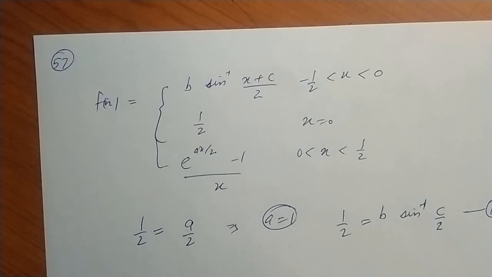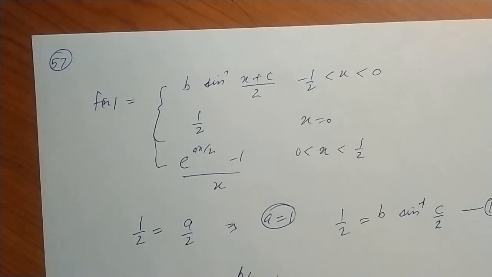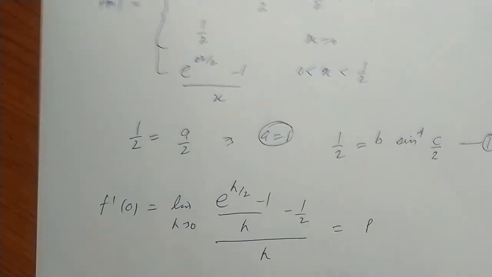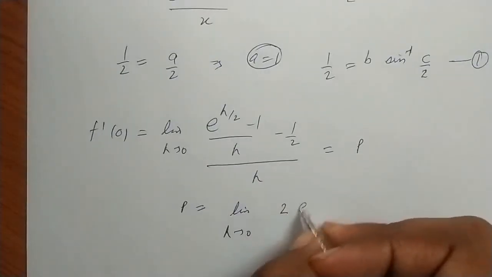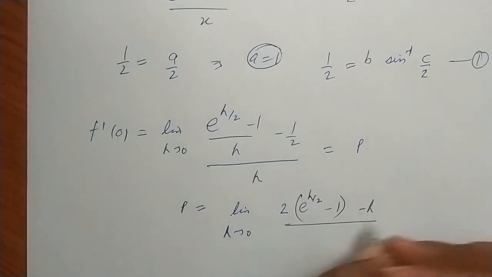we have f dash 0 is equal to limit h tends to 0 of (e power h by 2 minus 1) upon h, minus half upon h. So this is equal to p, where p is equal to limit h tends to 0 of (e power h by 2 minus 1 minus h by 2) upon h square.